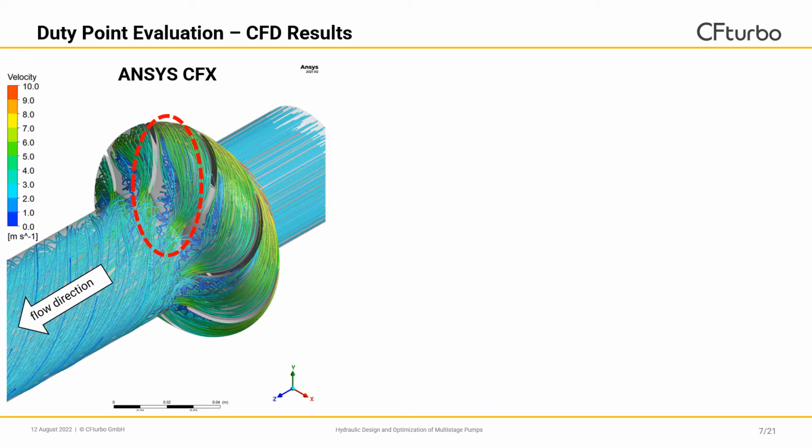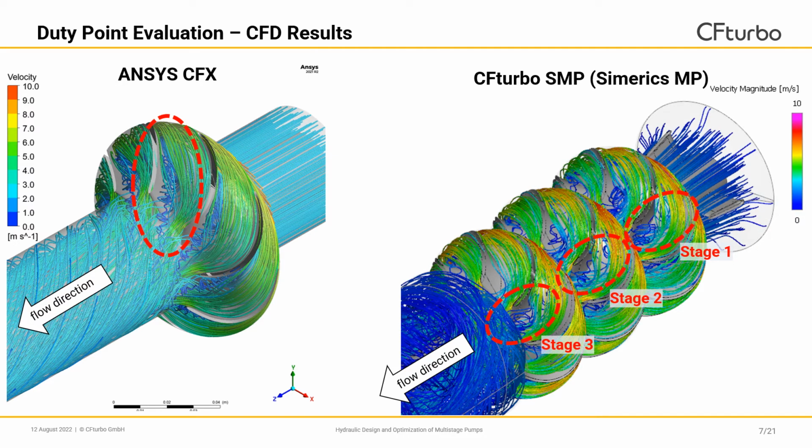If we visualize the CFD results in the 3D model, we can see some vortex formation inside of the plate passage of the bowl diffuser for the CFD results of ANSYS CFX, similar to the plate-to-plate view from the previous slide. This is also confirmed by the results from the Simerix MP solvers, where we can see this flow pattern occurring in all three stages. So we conclude that this is more of a general flow problem.